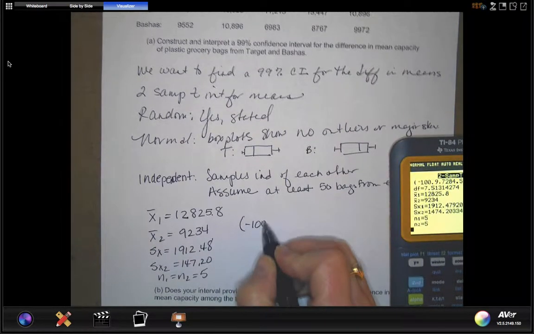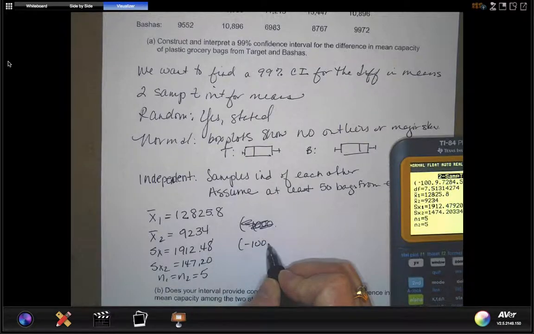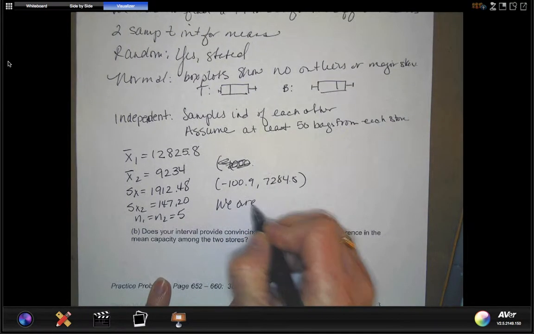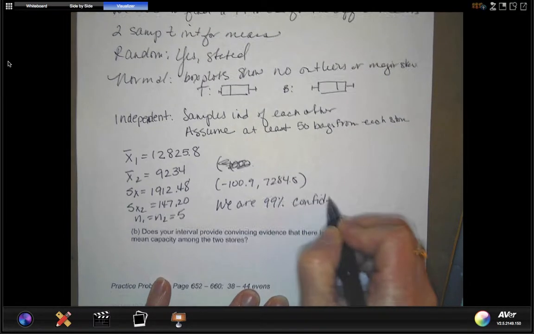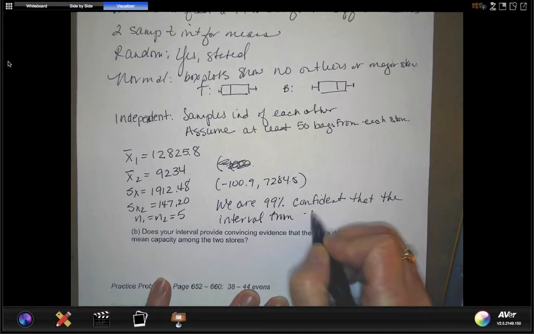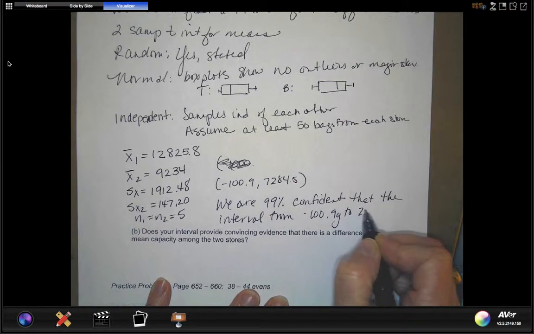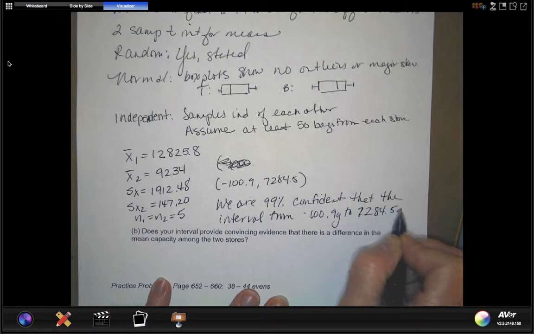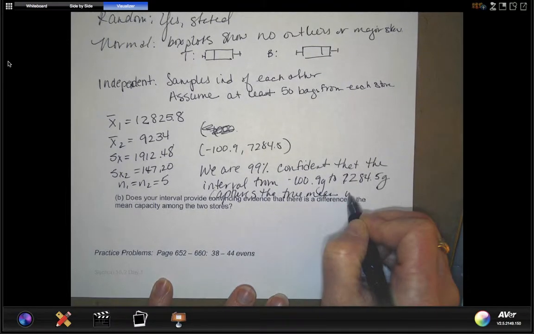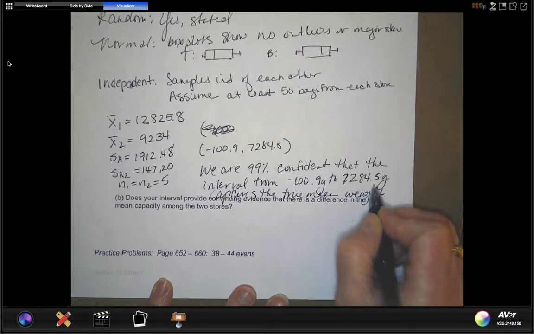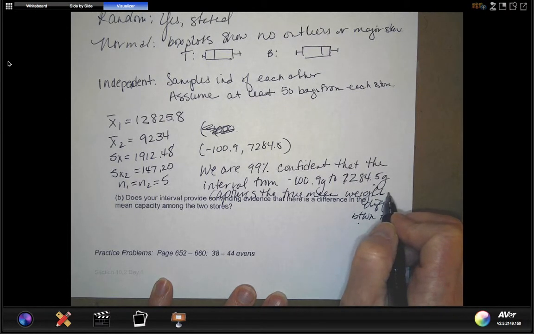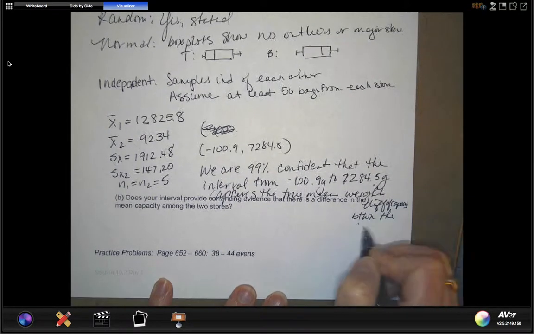And here's my answer. And then, my typical statement. 72845 grams captures the true mean weight difference of capacity between the two brands.